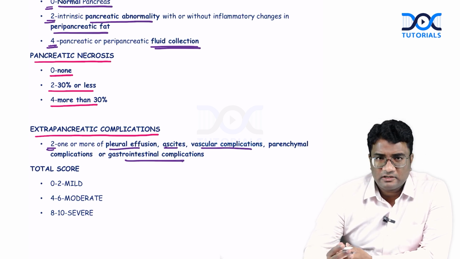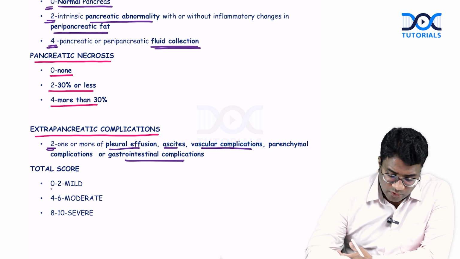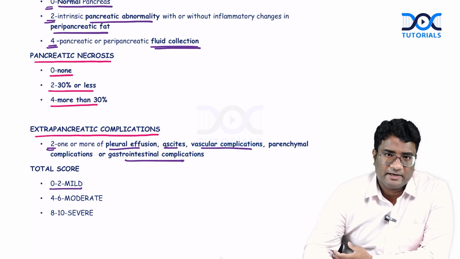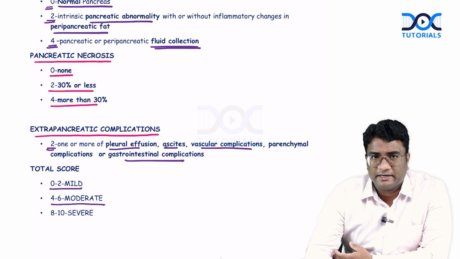And then we get a total sum, right? If it is coming between 0 to 2, that is a mild pancreatitis. If the value is between 4 to 6, that is moderate pancreatitis.